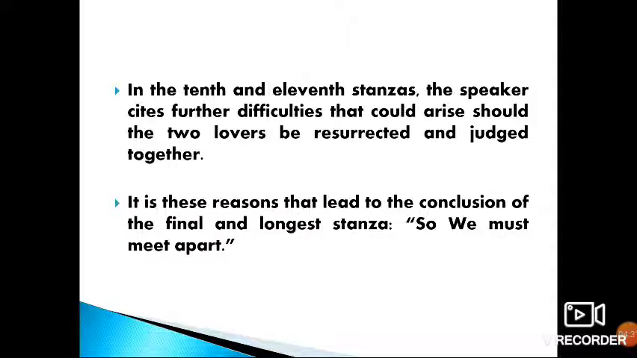Regardless, the speaker insists that her own self would be a hell to her if she were separated from her lover. It is this reason that leads to the conclusion of the final and the longest stanza. So we must meet apart, she says. Since the two lovers cannot be together, they can only be with each other by being apart and sustaining themselves with the only things they share, that is distance and despair.